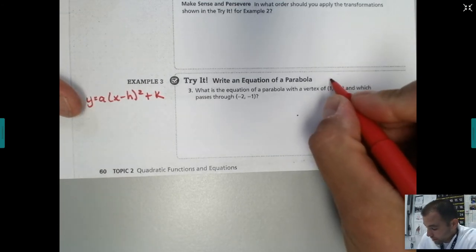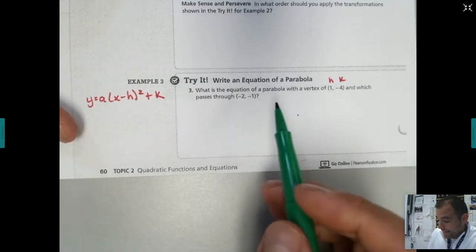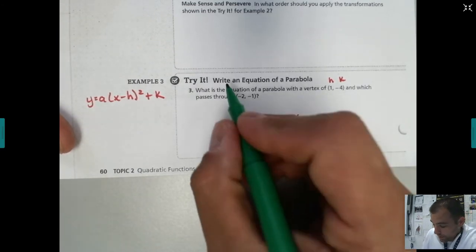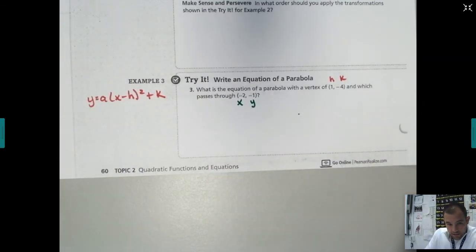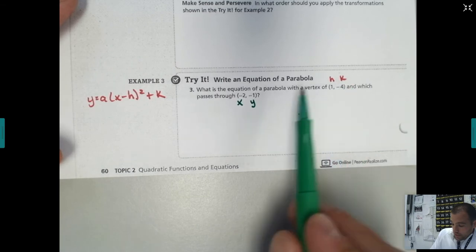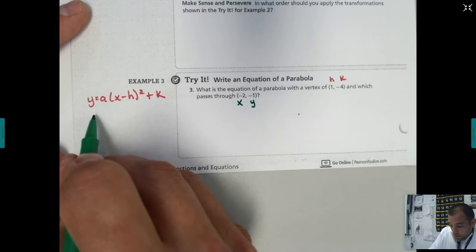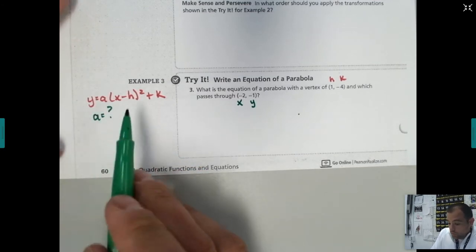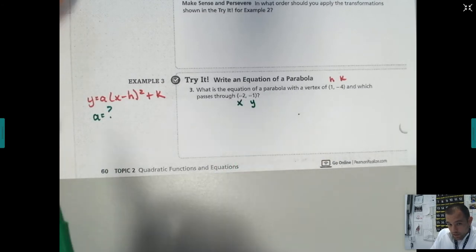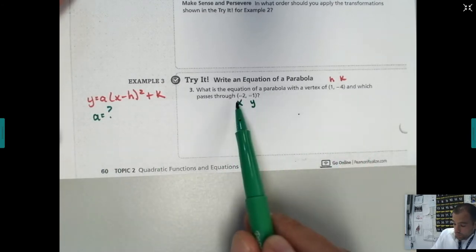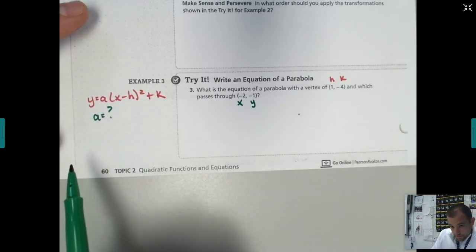So the vertex, we already know, is the letters H and K. Okay, we also know that any random point that I pick is X and Y. Right, any point always has an X first and a Y second. So we were given H, K, X, and Y. What we don't have is A, right? We don't know what A equals. That's the only letter I don't know in this whole problem, because I know H, I know K, I know X, I know Y. So we're going to take these 4 numbers, and we're going to plug them into this equation so that we can figure out what A is.